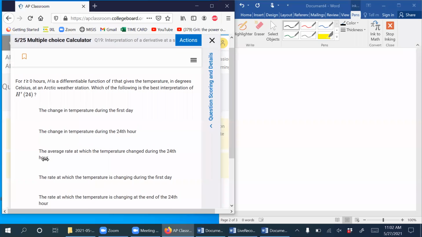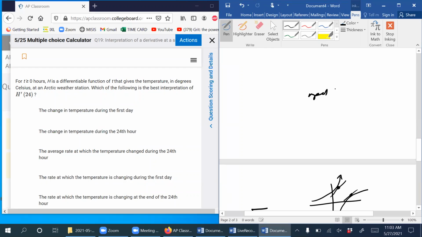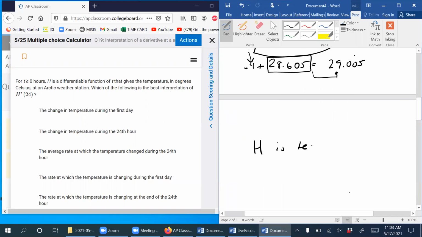Okay, so here's number 19. For t greater than 0, h is a differentiable function of t that gives the temperature in degrees Celsius at an Arctic weather station. Which of the following is the best interpretation of h prime at 24? Okay, let me read this again because there's a lot of words. For t hours, t is greater than 0, so after 0, we're talking about hours. h is a differentiable function of t that gives a temperature in degrees Celsius. So h itself we know is just temperature. So h at 1 would be some type of something degrees Celsius.